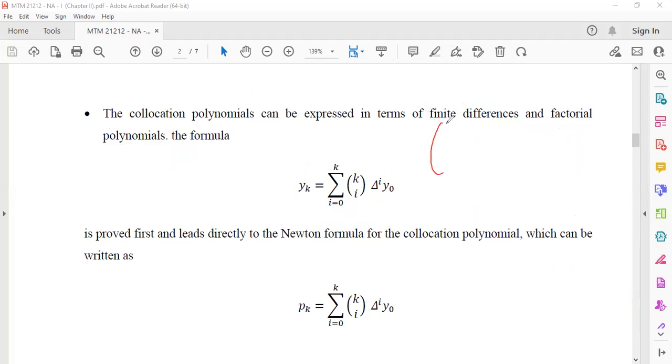Has anyone heard of this formula, k choose i? You may also see it written like this, nPi, nCi. What is the name of that? What is the formula for that? We call this one the binomial coefficients.